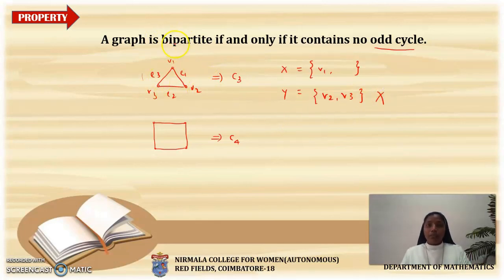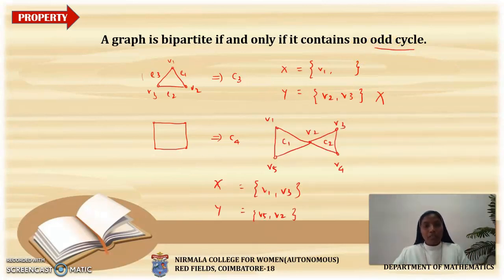Therefore, this odd cycle, that is a triangular graph, cannot be a bipartite graph. So, by the property, we can easily understand that if the graph is bipartite, then it must not contain any odd cycle. And hope you have understood the basic concept of bipartite graph and its properties.